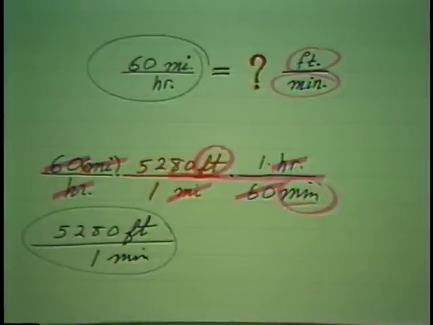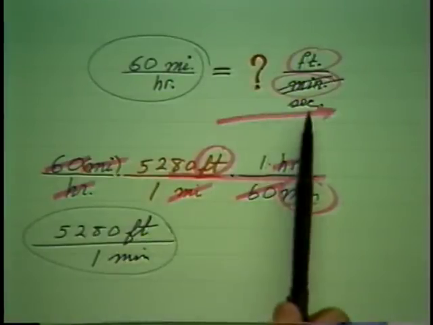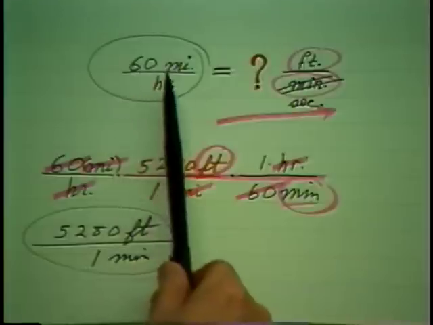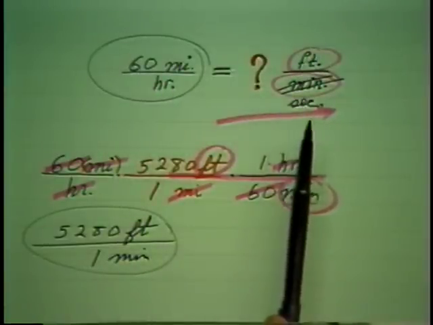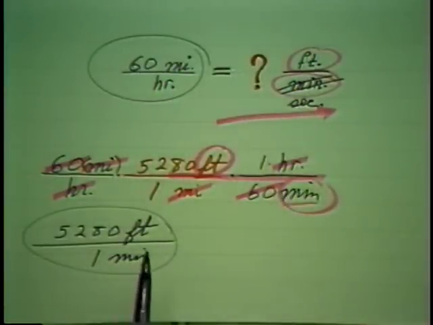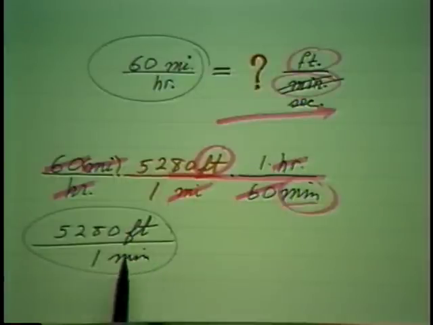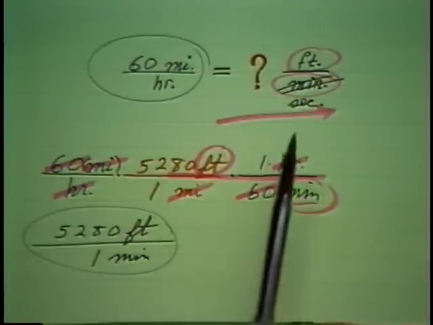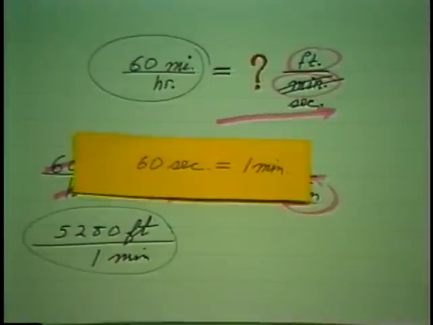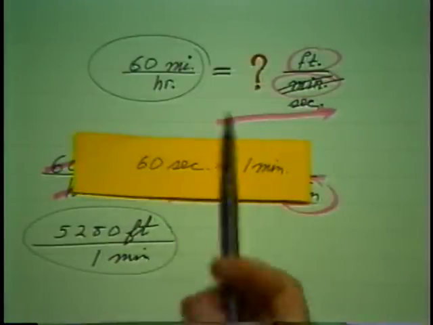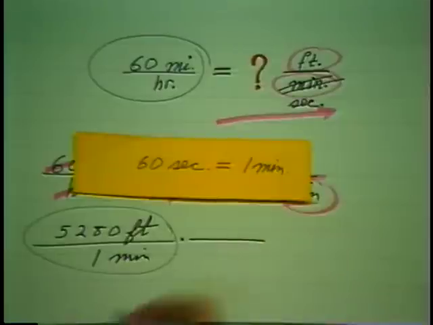Now let's say our problem suddenly changed on us. What if someone changes their mind and says, I don't want to know how many feet per minute it is, I want to know how many feet per second that is? Well, we can simply move one more step. Now we're simply saying I want to get rid of minutes and hopefully pull in seconds. And then we recall that 60 seconds is 1 minute, so it's a minute I want to get rid of. It's on the bottom.